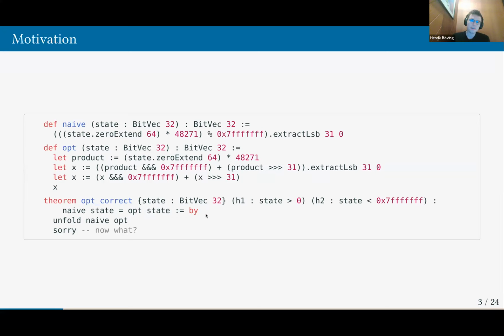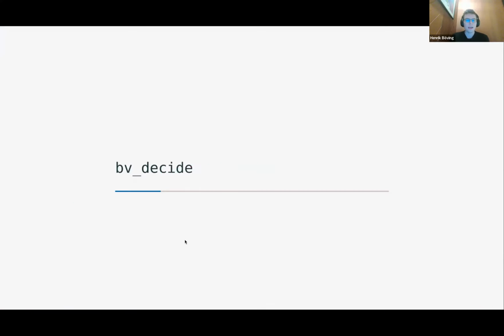However, in principle, state is a finite problem domain, right? So we should be able to just do a very large case distinction on all of the bits in state, and then show essentially by brute force that this ends up working out. And that's exactly what BBDecide is doing, though it has, of course, a very intelligent version of brute force.